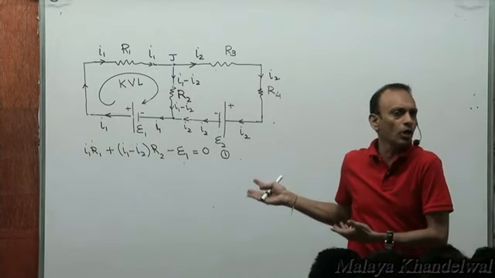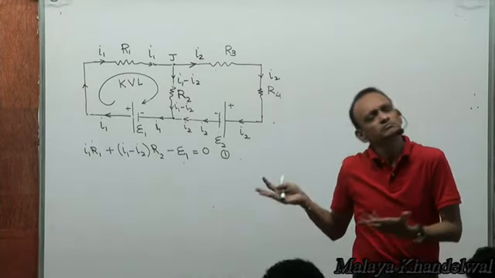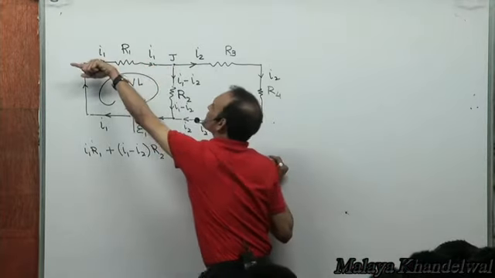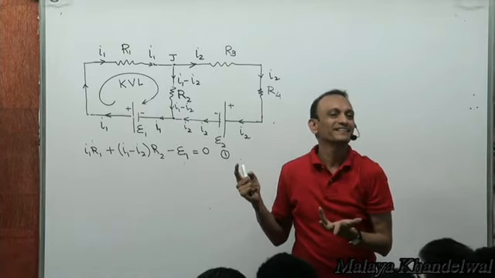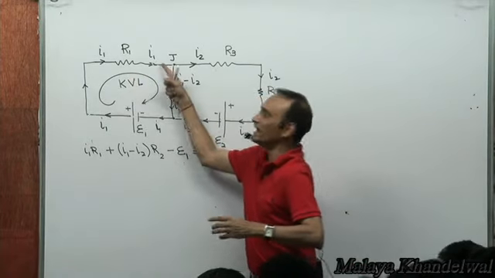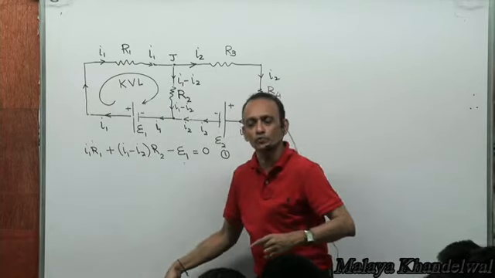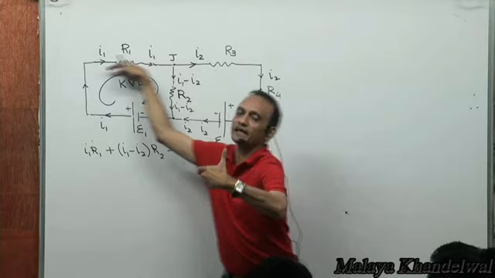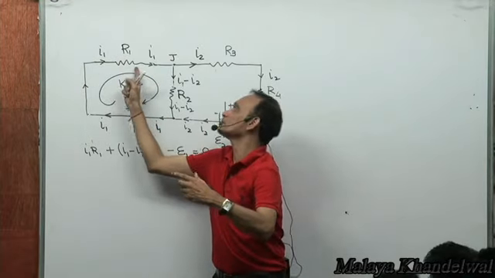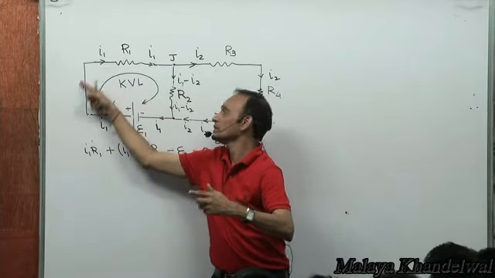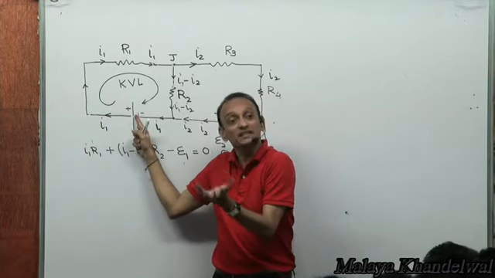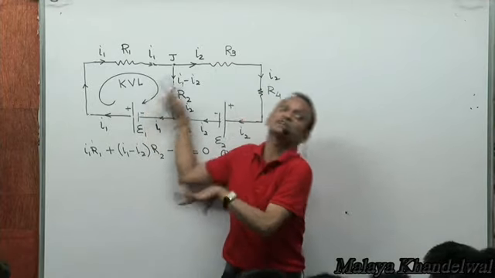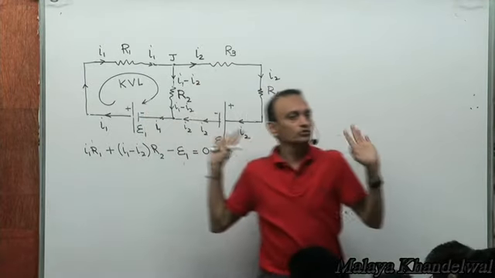If you like, I'll take the loop opposite to the direction of current. If I take I1 like this and I choose to circulate the loop opposite to the direction of current, then I1 taken this way is like a minus I1 taken this way. Then the drop across this is minus I1 R1. Then I come down to this, the drop is plus epsilon 1, equal to 0. You do that, not a problem.